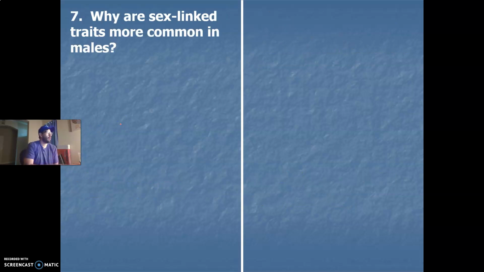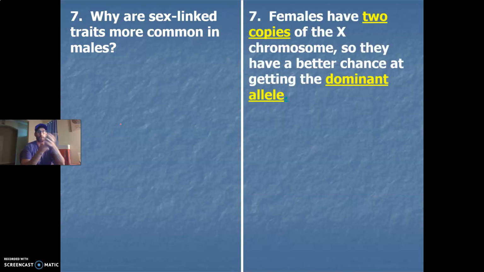There we go. Why are sex-linked traits more common in males? So have you ever noticed this? Who's more likely to be bald, men or women? Men. Who is more likely to be colorblind, men or women? Men. And there's a reason why. This is because these traits, baldness, hemophilia, colorblind, are all on the X chromosome. And we got to remember, guys, how many X's do women have? Women have 2 X's. So therefore, they have 2 chances of getting the good gene, the normal gene.